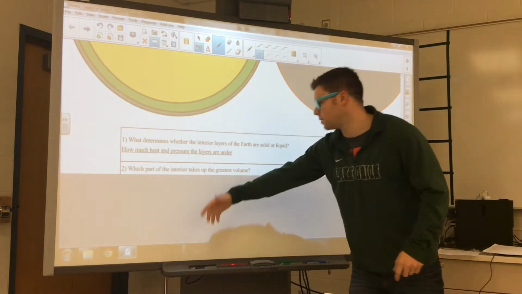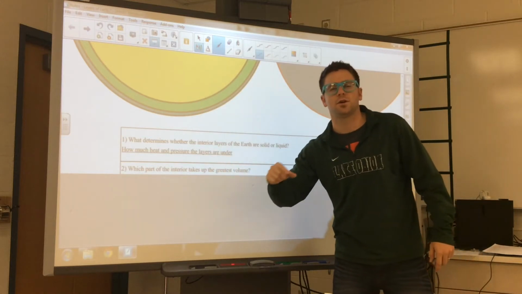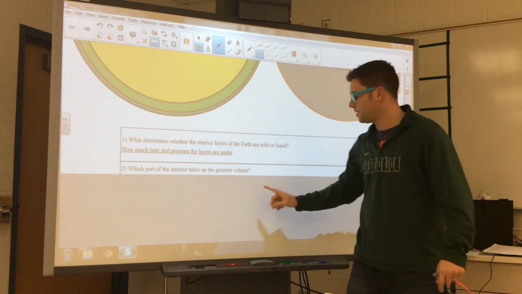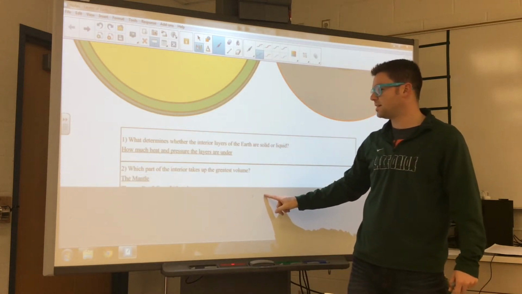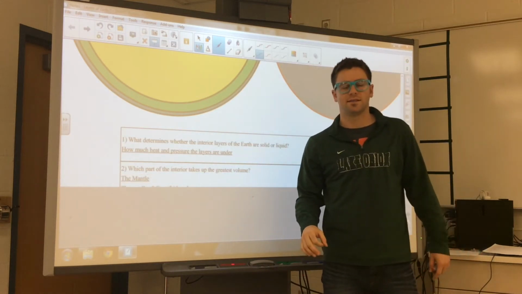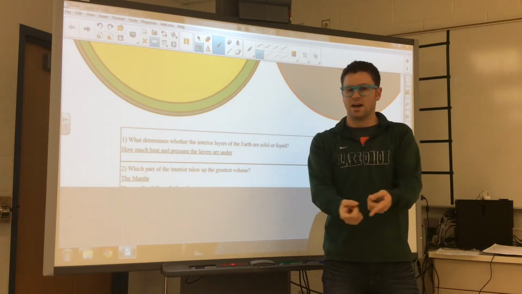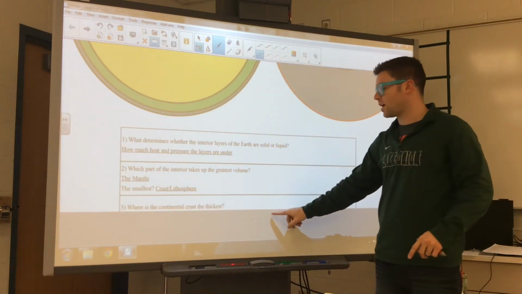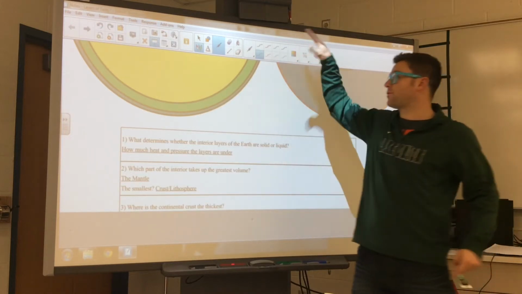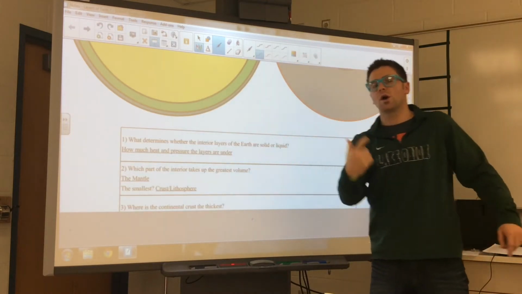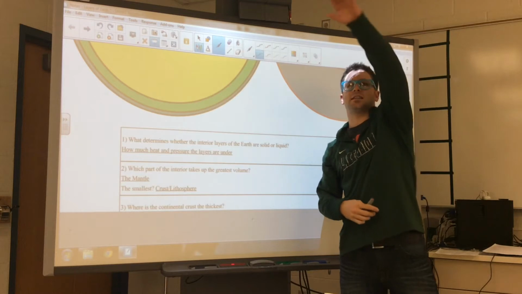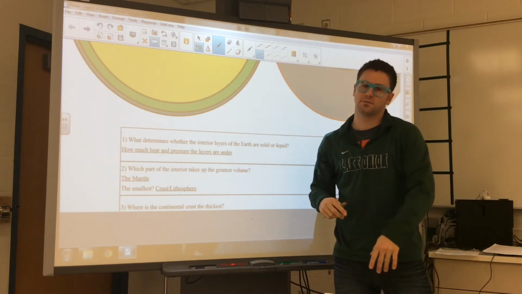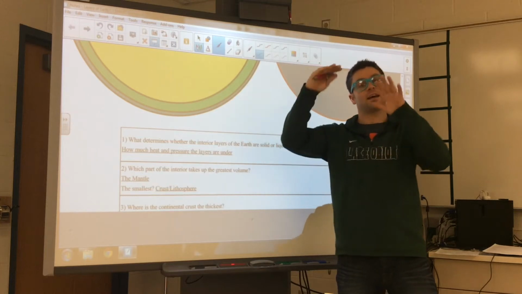The greatest part of the volume of the interior of the Earth, we've talked about it, 2/3 of the Earth is made up of the mantle. What about the smallest part? The skin of the apple, right? The crust, all right? Now, if we talk about that crust, the skin of the apple, where is it thickest? Is it going to be thickest on the continents, or is it going to be thickest in the ocean? It's going to be thickest on the continents.